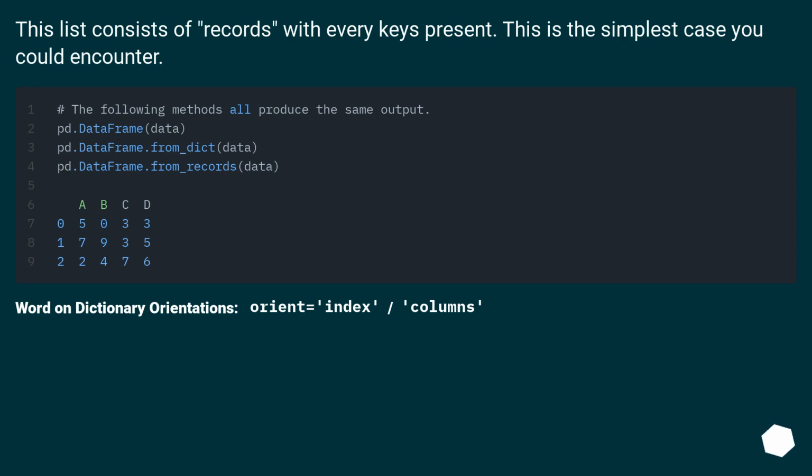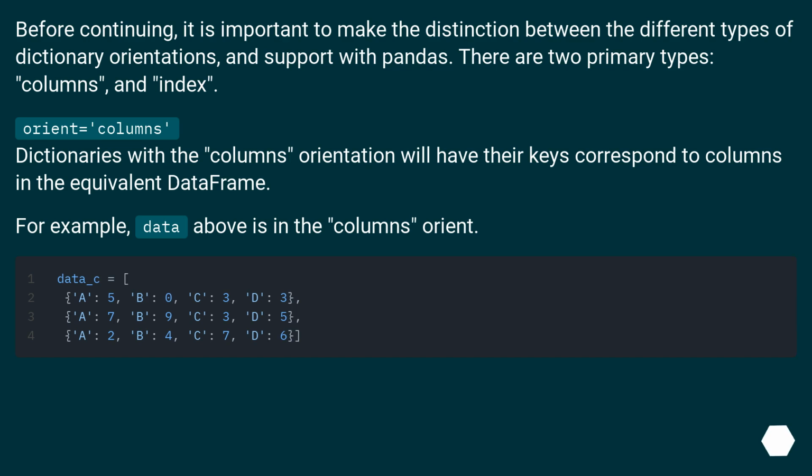Word on dictionary orientations, orient equals index/columns. Before continuing, it is important to make the distinction between the different types of dictionary orientations, and support with pandas. There are two primary types, columns and index. Orient equals columns: dictionaries with the columns orientation will have their keys correspond to columns in the equivalent data frame. For example, data above is in the columns orient.